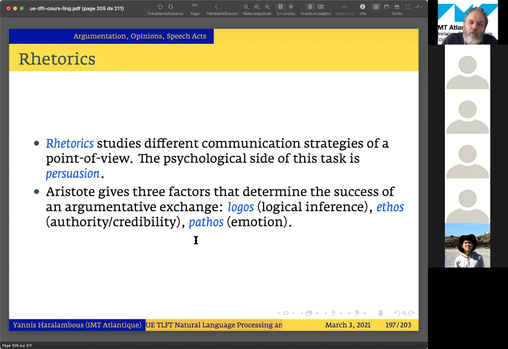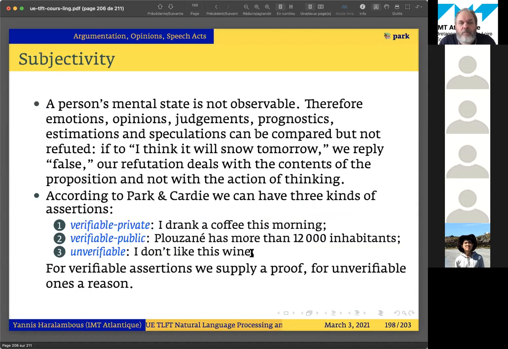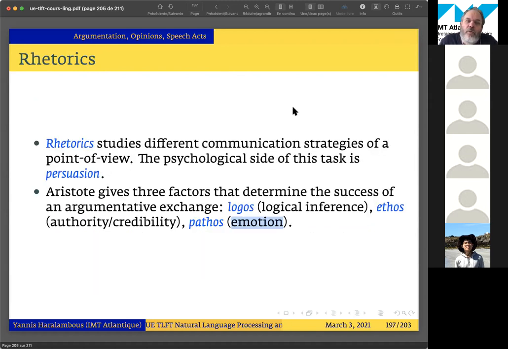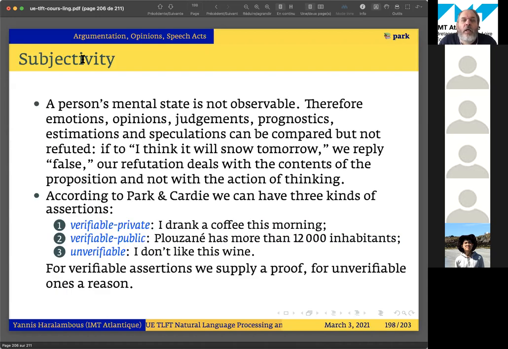Of course, what natural language processing can do the best is logos, logical inference. But sometimes you are also interested in emotion. What is common to emotion and ethos, and which is not very much present in logos, is subjectivity.